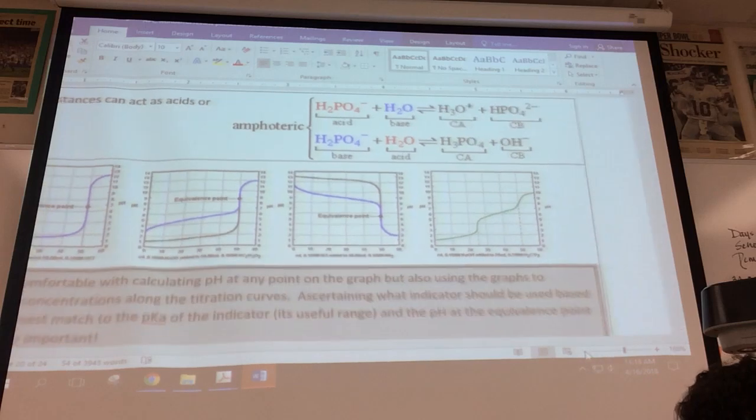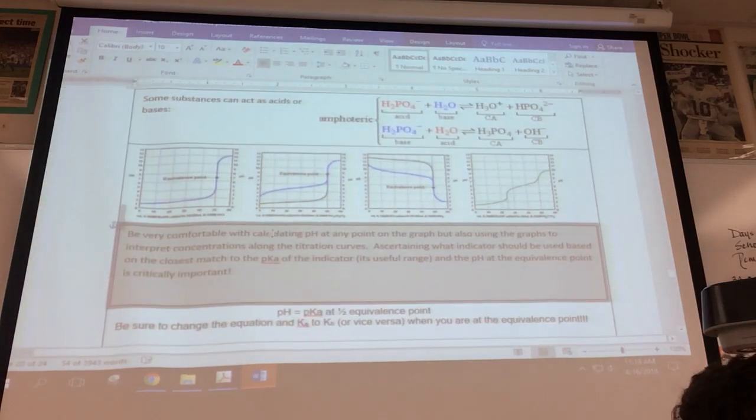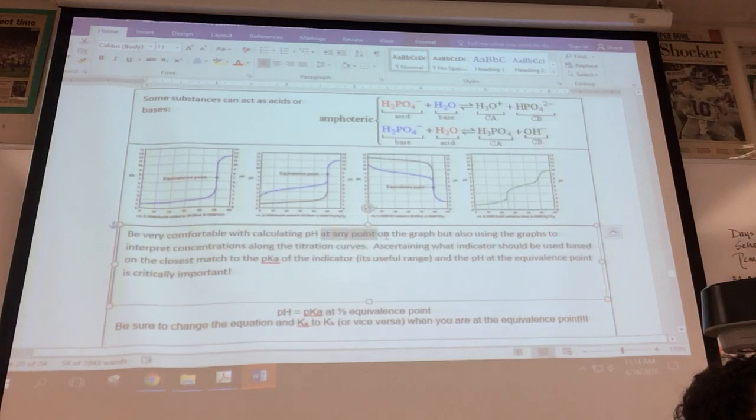And I believe it says that here, be very comfortable with calculating pH at any point on the graph, but also using the graphs to interpret concentrations. We'll mention that in a sec. You have to be able to figure out indicators that you can use. For example, if pH at the equivalence point is 9, you want an indicator that surrounds that 9 range, similar to the pre-lab that you did previously.